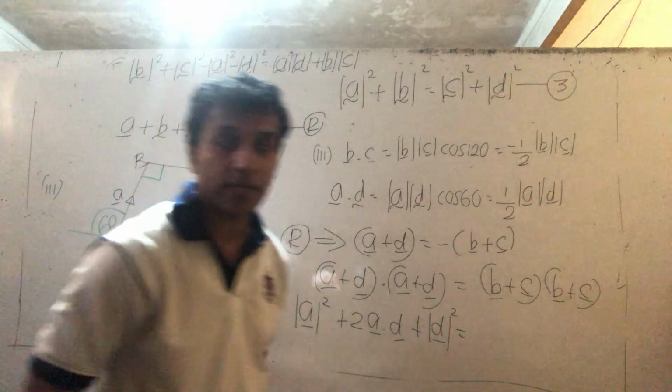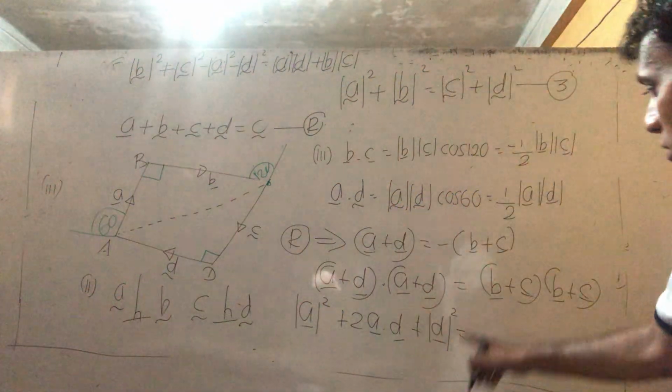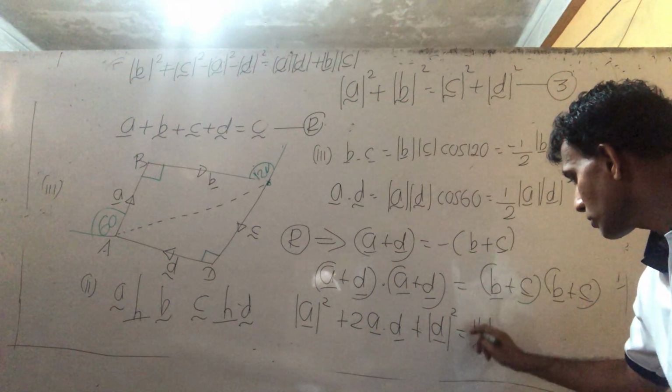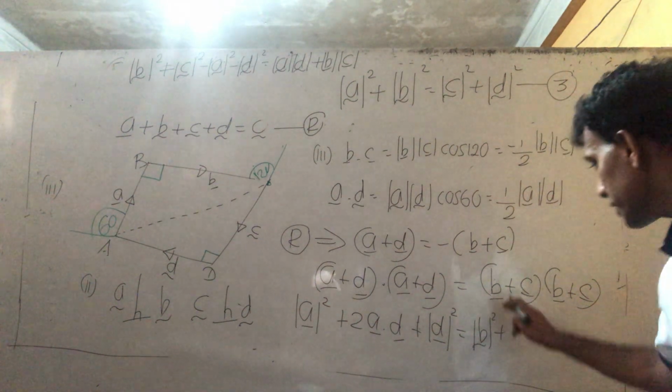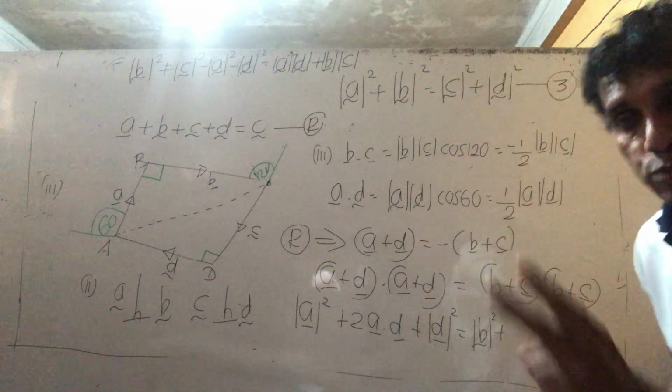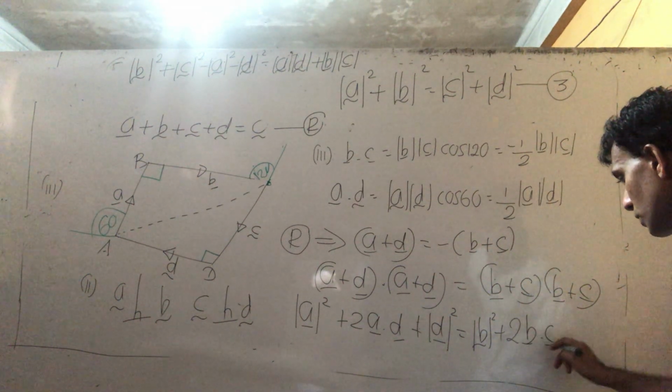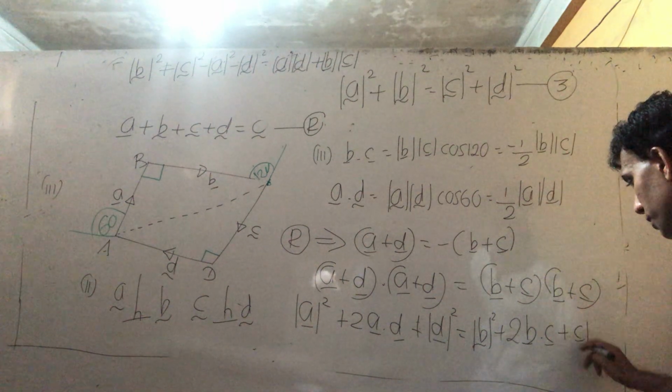Equal, follow the same on the other side, multiply b dot b, mod b square, plus 2 times b dot c, plus mod c square.